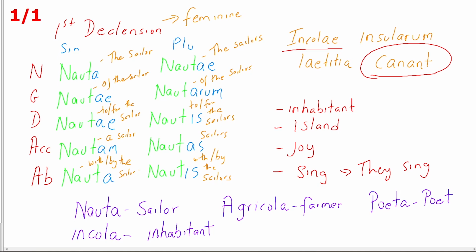So therefore, incolae. Now, will it be genitive singular, dative singular, or plural of nominative? Okay, so it would be the inhabitants. Now, arum. Okay, there is only one, so we know it is plural. How would we translate insularum? Of the islands.